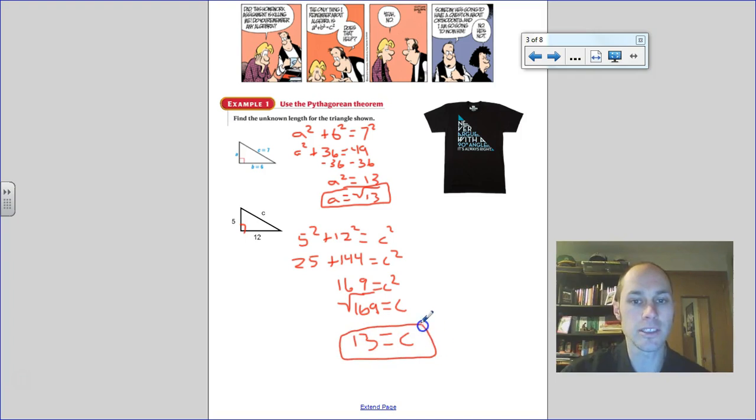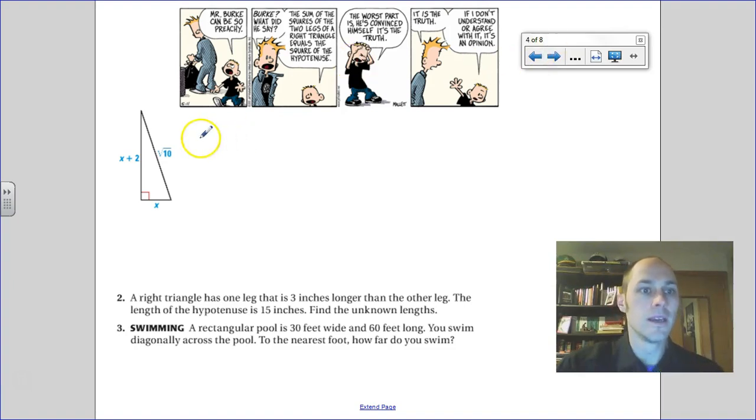So if we can take the square root exactly, we can do that. Otherwise, feel free to leave it in its radical form. Now, let's take a look at this one. We have x plus 2 and x as the legs, and square root of 10 as the hypotenuse.